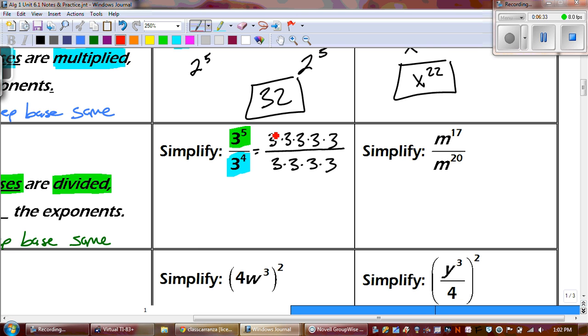What we can do is we can cross off pairs, and they cancel each other out. And we're left with 1. And is that 1 on the top or on the bottom? It's on the top. Okay, so pretty much what we did, 5 minus 4. Well, 5 minus 4 is 1.